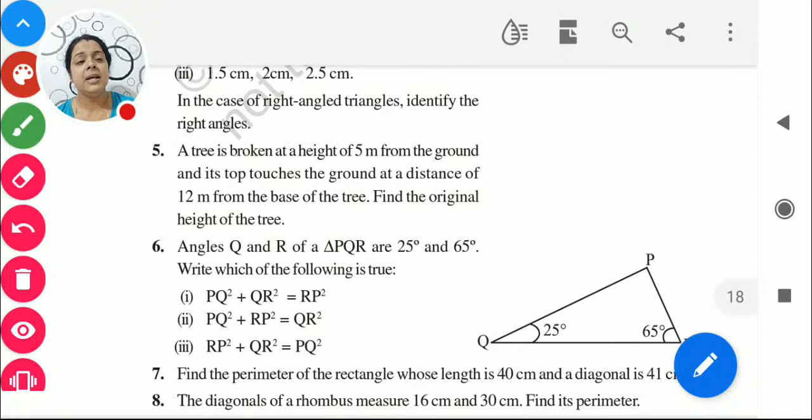Now here comes a very important question, exactly the same thing, but you need to find it out. Okay? Means it is without a diagram. So how can you find it out?